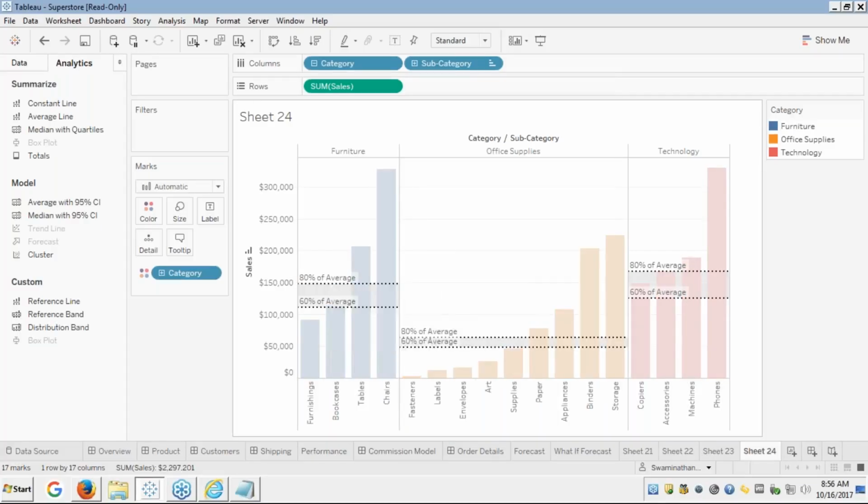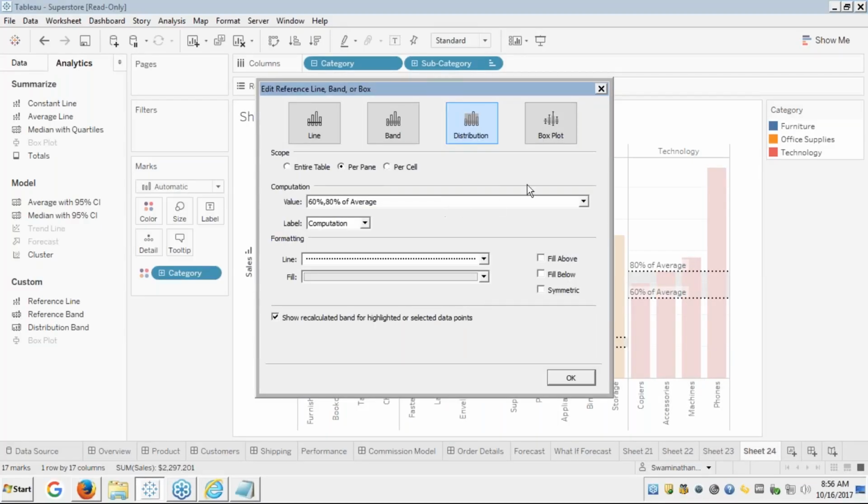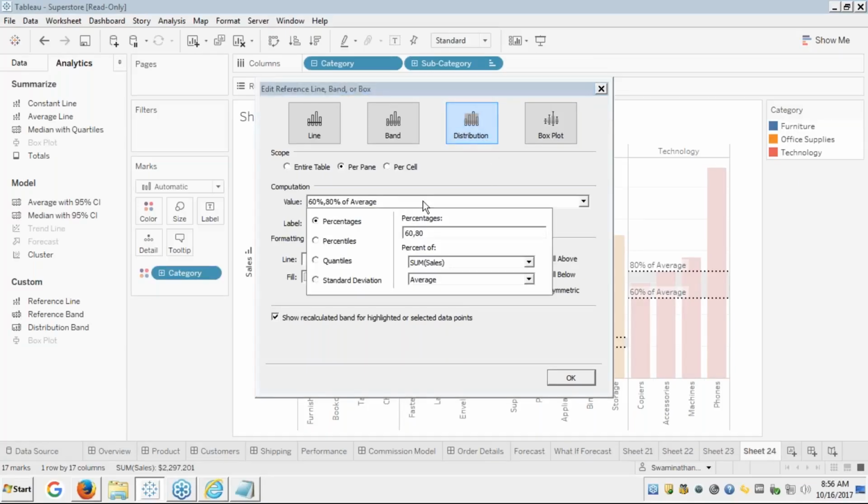So these reference lines are used for that purpose. You can choose that, and there is something called distribution also here. So there is something called percentiles, quantiles and standard deviation. You can choose the percentiles also. Percentiles are slightly different than percentages, friends. Percentiles are a more appropriate way of calculations.